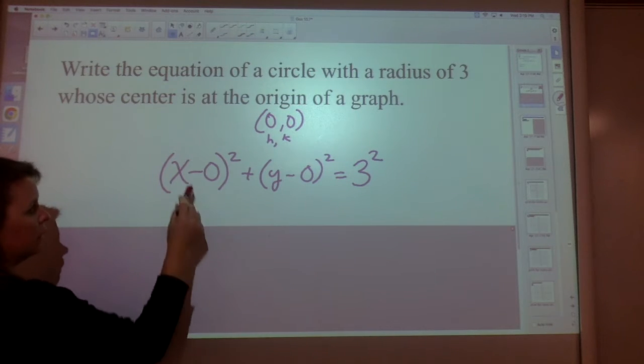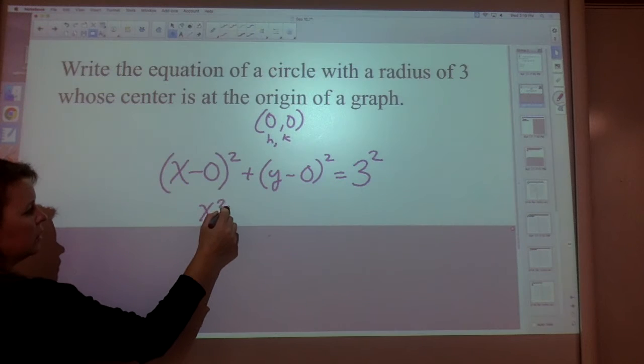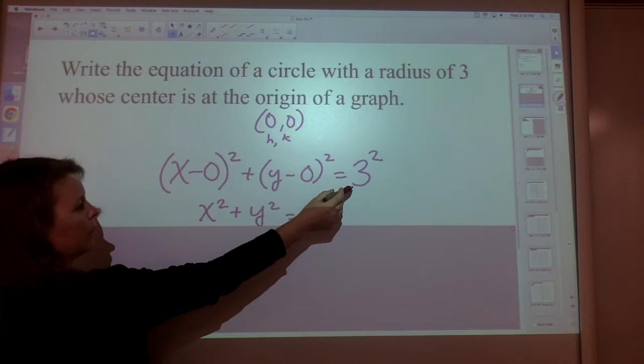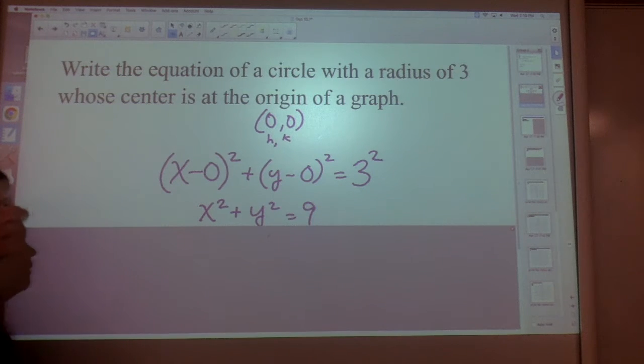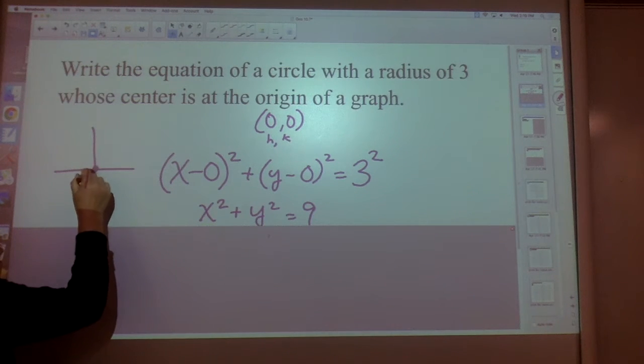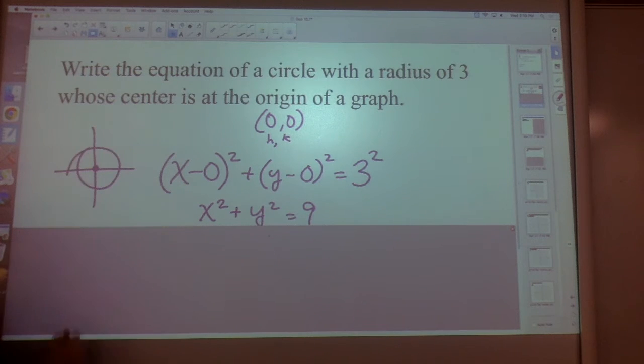You don't need x minus 0 squared, it's just x squared. You don't need y minus 0 squared, it's just y squared. But you do have to clean up the result, as 3 squared equals 9. So anybody who knows anything about a circle would know that on a graph, the center is there and the radius of that circle is 3. That's basically what we're looking for.